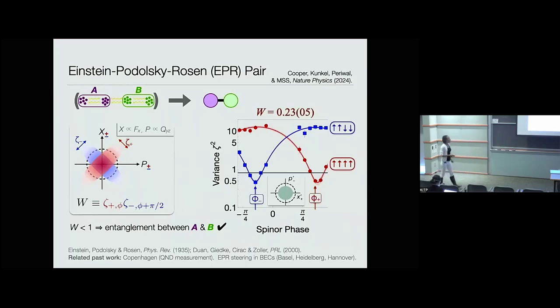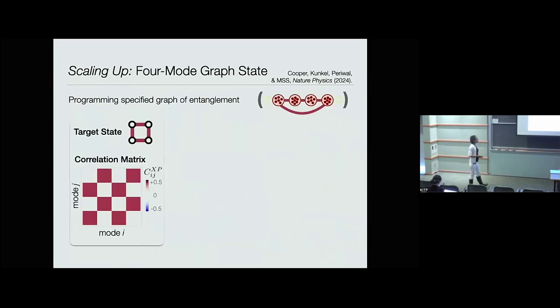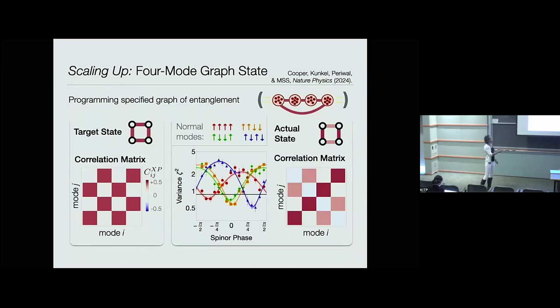And now you can also ask, can you scale this up? The fanciest looking graph we've made so far is this square graph of 4 modes. So the correlation matrix should look like a checkerboard. If we diagonalize that matrix, we find these 4 normal modes, which can all be obtained from one another just by doing local pi rotations.